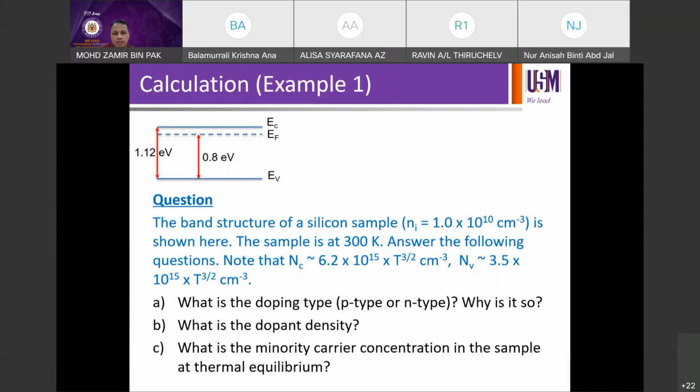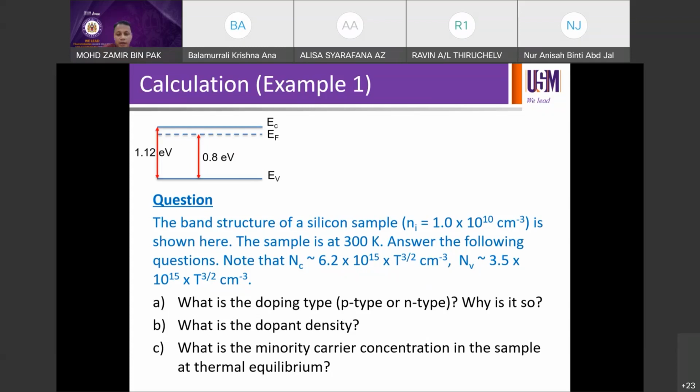So the question is, the band structure of a silicon, Ni equals 1 times 10 to the 10 per centimeter cube, is shown here. The sample is at 300 Kelvin. Answer the following questions. Note that the NC is given, as we discussed before when we talked about density of states for electrons in the conduction band, equals 6.2 times 10 to the 15 times T to the power of 1.5 per centimeter cube. And NV is given as well, 3.5 times 10 to the 15 times T to the power of 1.5 per centimeter cube.